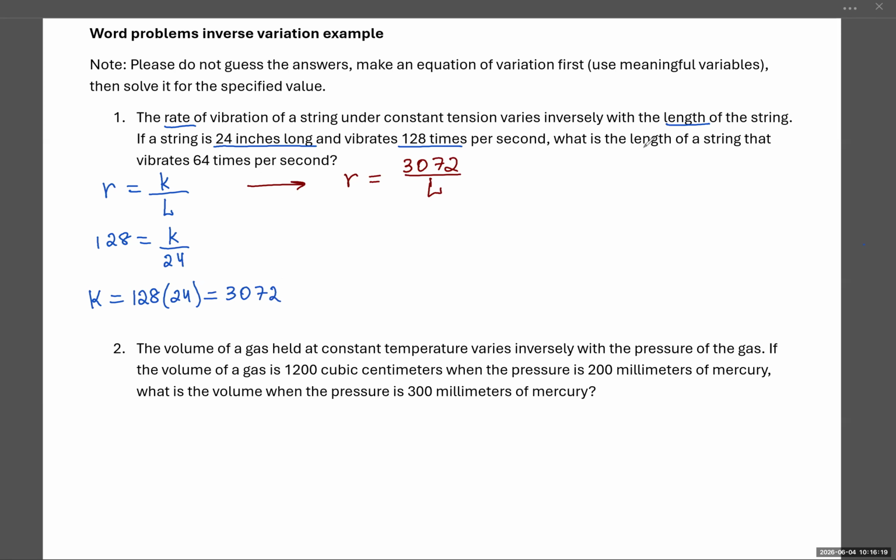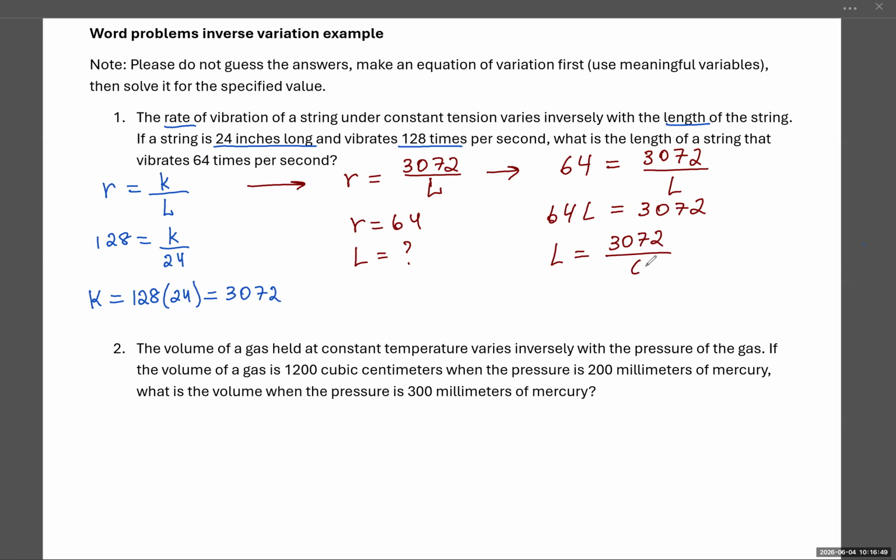What is the length of the string that vibrates 64 times per second? So R is 64, and we need to find out the length of the string. So in this equation, plug in 64 for R and solve for L. We have to multiply by the denominator, so 64 times L equals 3072. And then to find L, we'll just divide 3072 by 64. 48 inches.